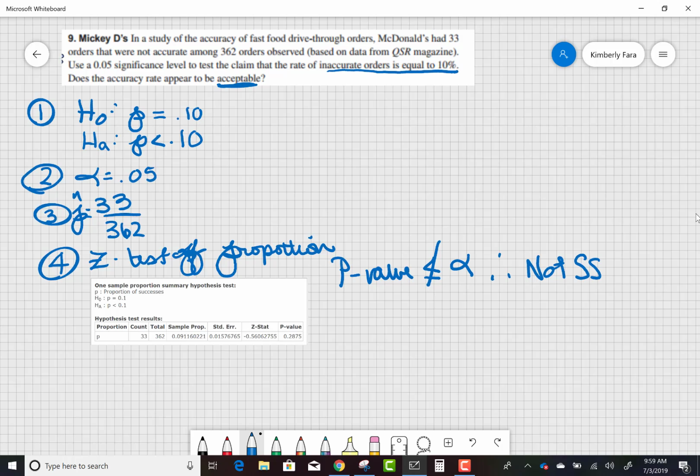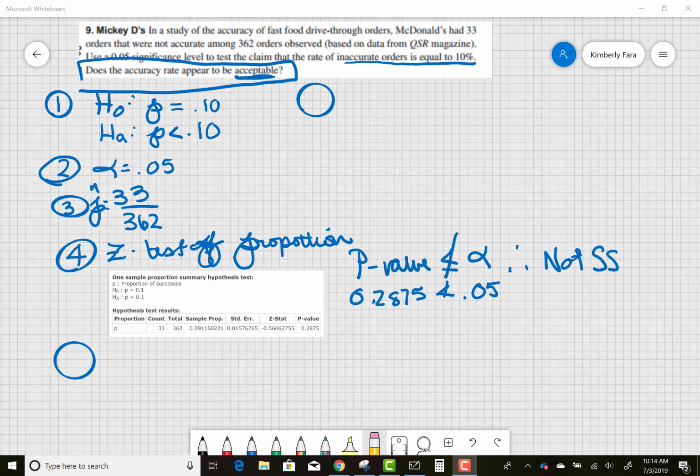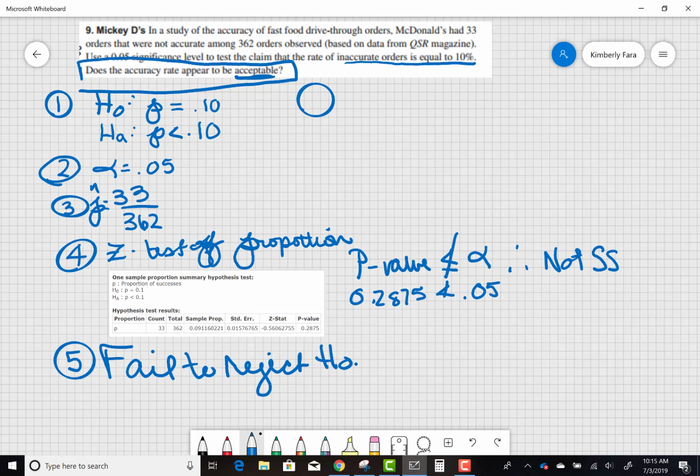So you can see that 0.2875 is not less than 0.05. So it's not statistically significant. Then we need to make our decision. Because it's not statistically significant, in our step 5, we fail to reject. So that means that our null hypothesis stands.